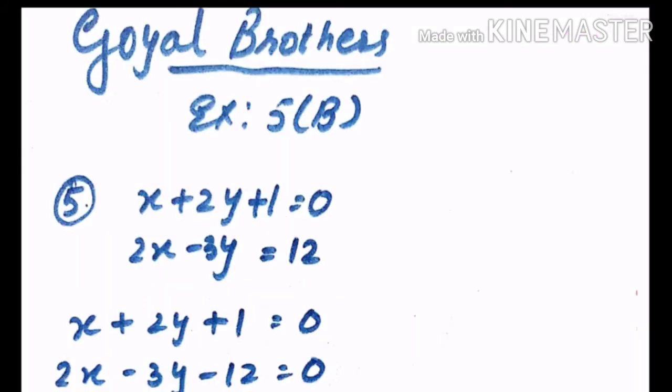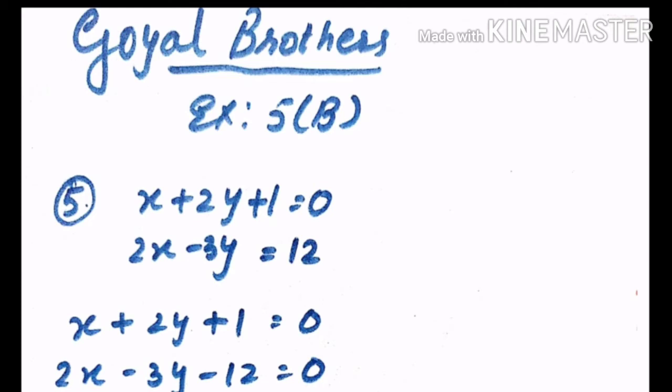Students, we will take now Goel brothers question of exercise 5b. I think you all have Goel brothers book, so please, this exercise 5b, you have to solve using cross multiplication method. It is written in the question. I am taking question number 5. Question number 5 is x plus 2y plus 1 is equal to 0 and 2x minus 3y is equal to 12. So student, here two equations.